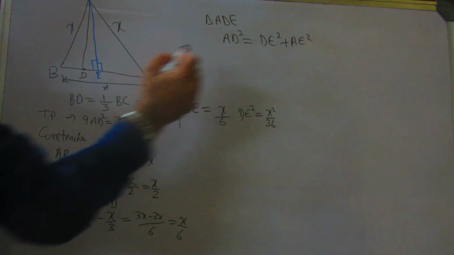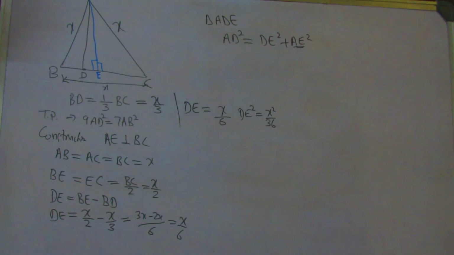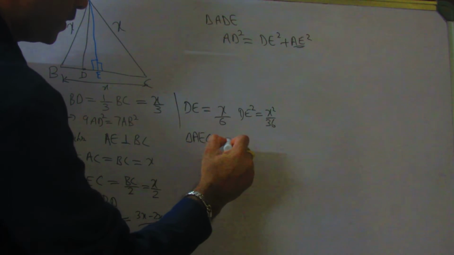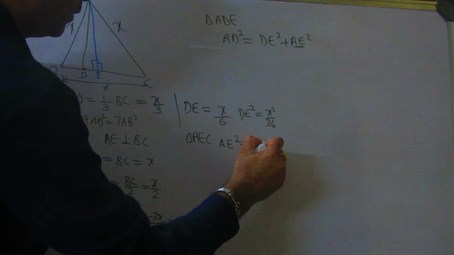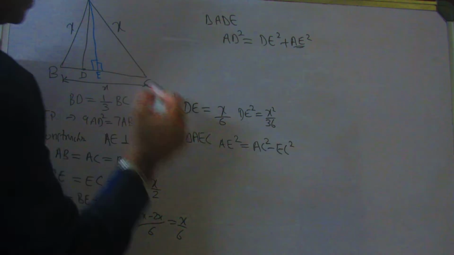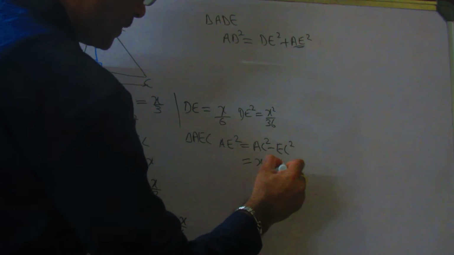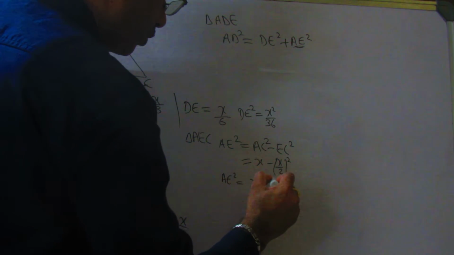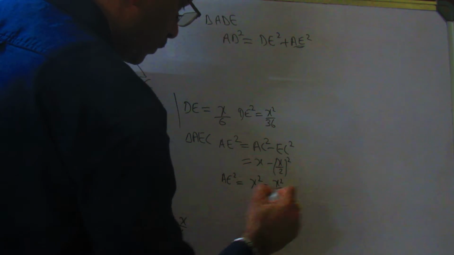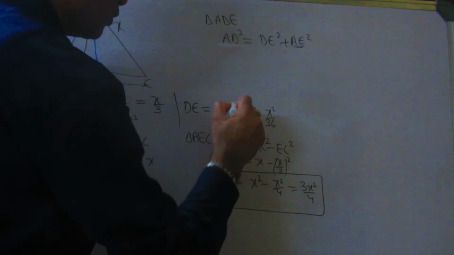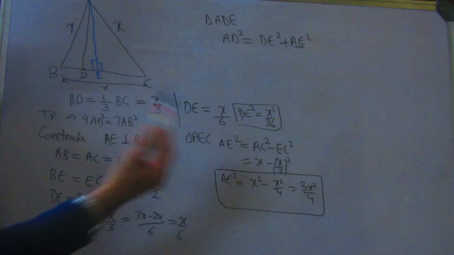Okay. Now we also have to find AE square. So we will look at right angle triangle AEC. So in right angle triangle AEC, again, use of Pythagoras tells me that AE square should be equal to AC square minus EC square. Now AC we can see is X and EC is X by 2, which is getting squared. So we get AE square as X square minus X square by 4, which is 3X square by 4.